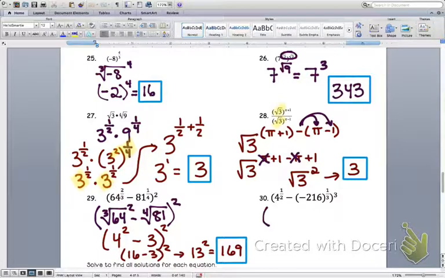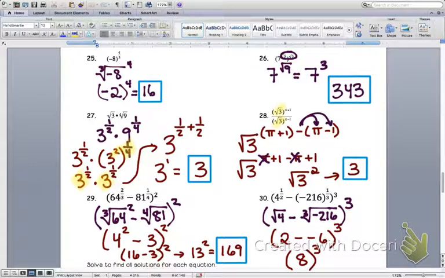Right, so same idea for the second problem. So let's change 4 to the 1/2 to the radical equivalent, which is just the square root of 4, and then we're subtracting the cube root of negative 216. And then take that all to the 3rd power. So we have to be careful because we can take the cube root of a negative number. So the square root of 4 is 2, and then we're going to be subtracting. The cube root of negative 216 is actually negative 6. So we have to be very careful because subtracting a negative is the same as adding. So we get 8 to the 3rd, which is equal to 512.